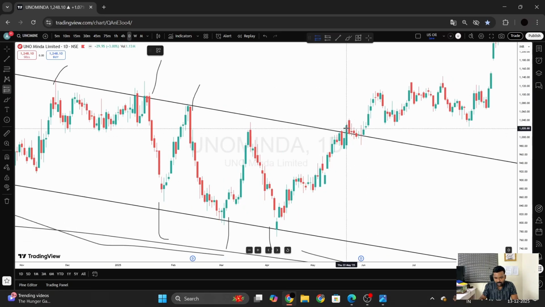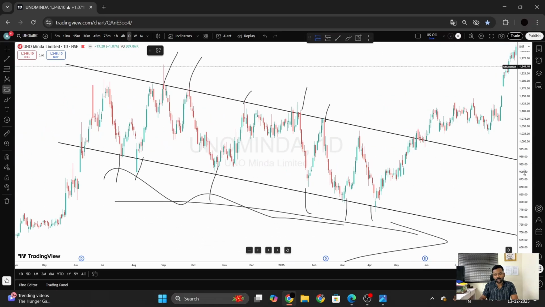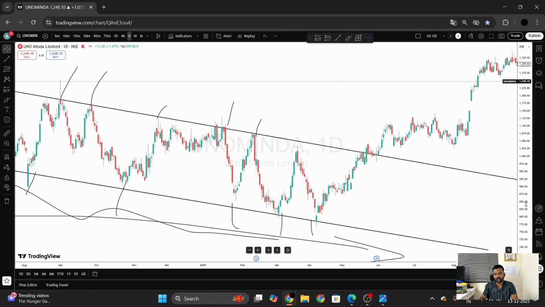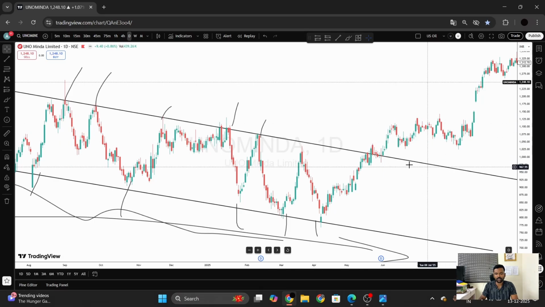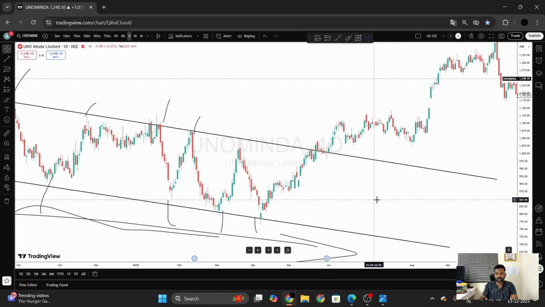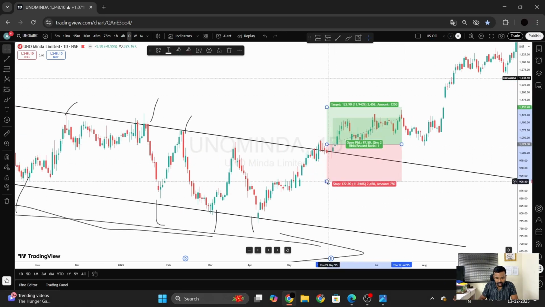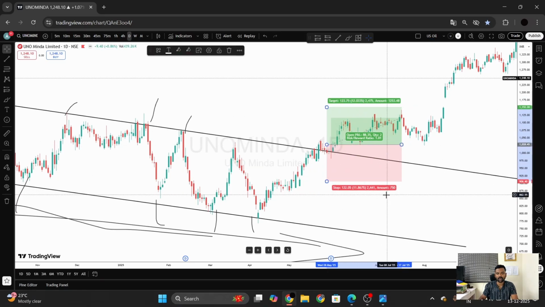So what I did, once I found this breakout: every time you find any breakout, you have to set where you are going to enter and where you are going to exit. If the stop loss gets hit, you have to exit, and if your price reached the profit target, you have to exit. For that you have to use this, which is called a long position. Just click on that price area. So this is called risk reward ratio.